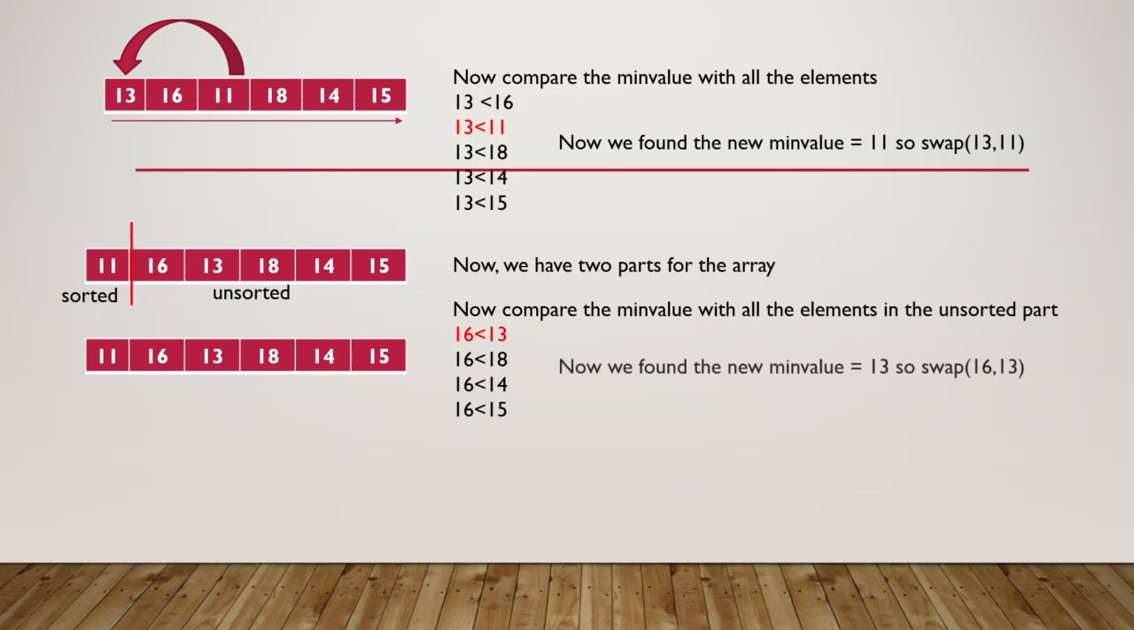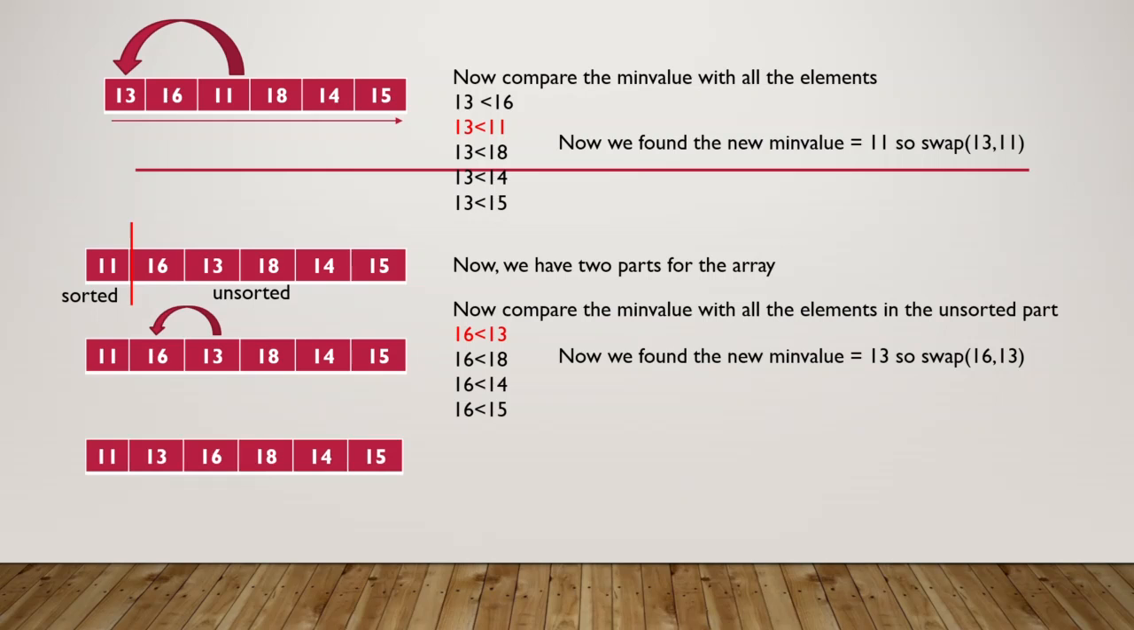So we know that 13 is less than 16. We have found the new min value, 13. So swap it with 16. Now we'll be swapping: 13 will be changed to the place of 16 and 16 will be changed to the place of 13. Now 11 and 13 are in the sorted part, and the remaining elements are in the unsorted part. 11 and 13 we are not going to sort hereafter.